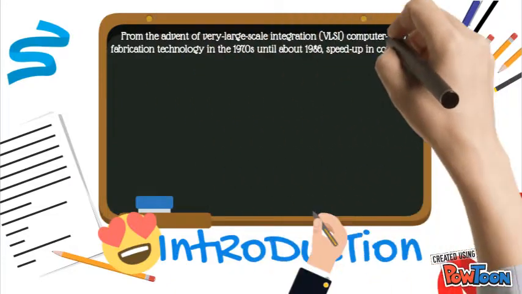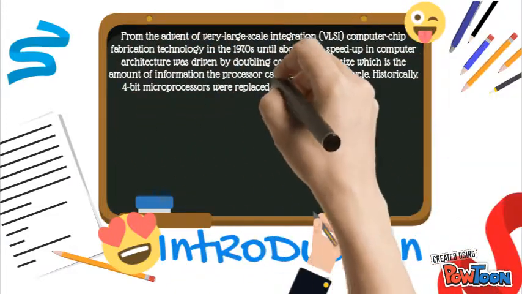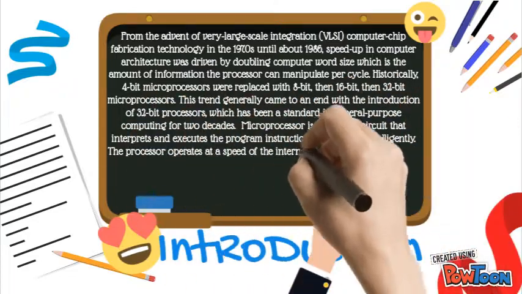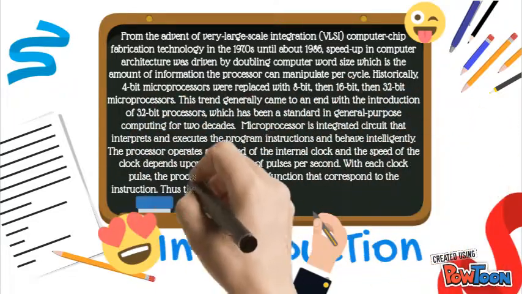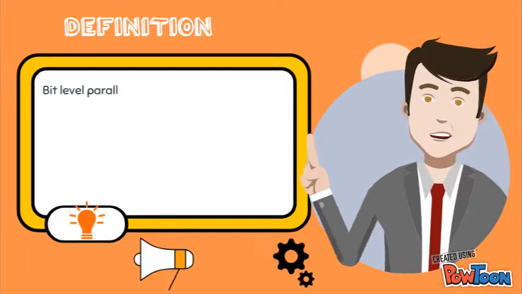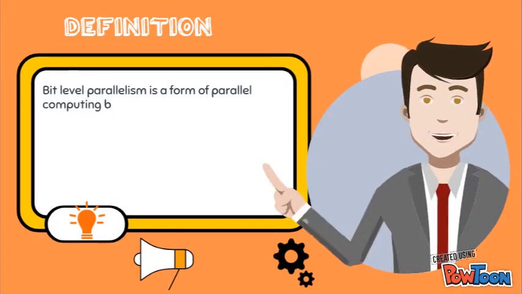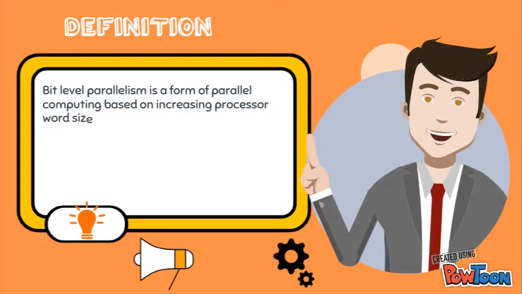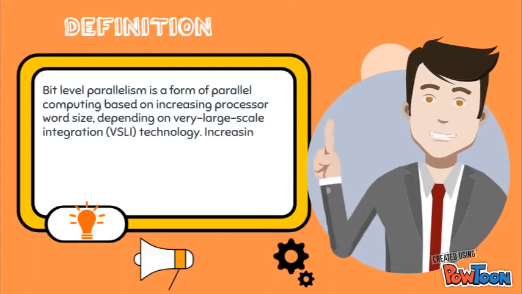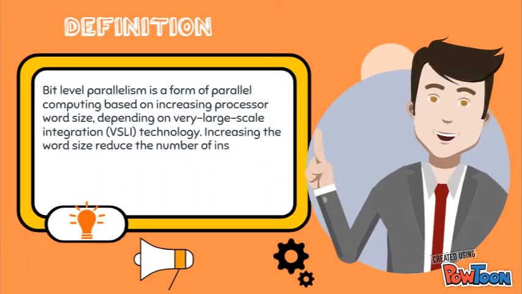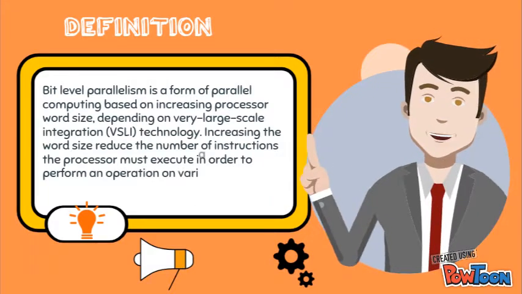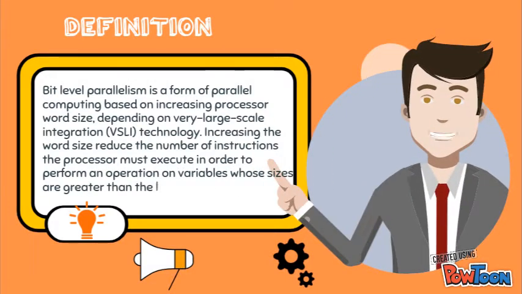Introduction. Definition. Bit-level parallelism is a form of parallel computing based on increasing processor word size, depending on very large-scale integration (VLSI) technology. Increasing the word size reduces the number of instructions the processor must execute in order to perform an operation on variables whose sizes are greater than the length of the word.